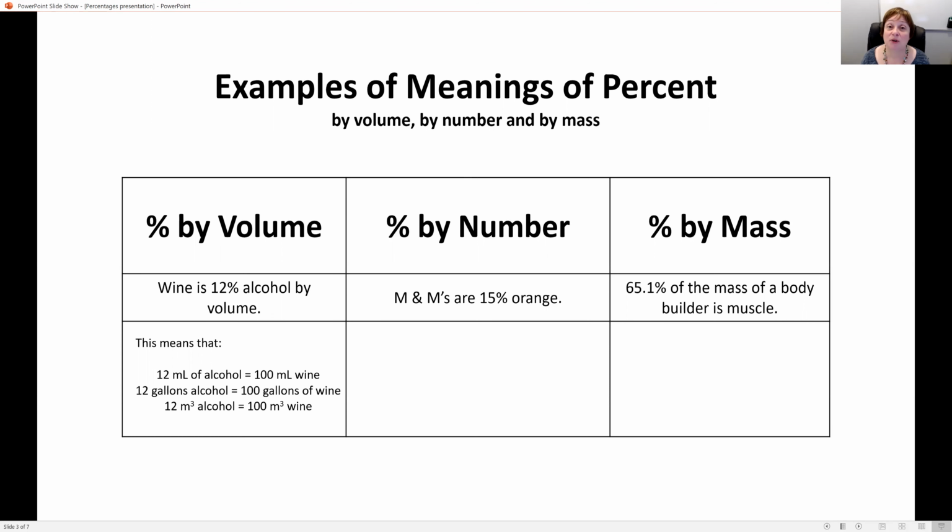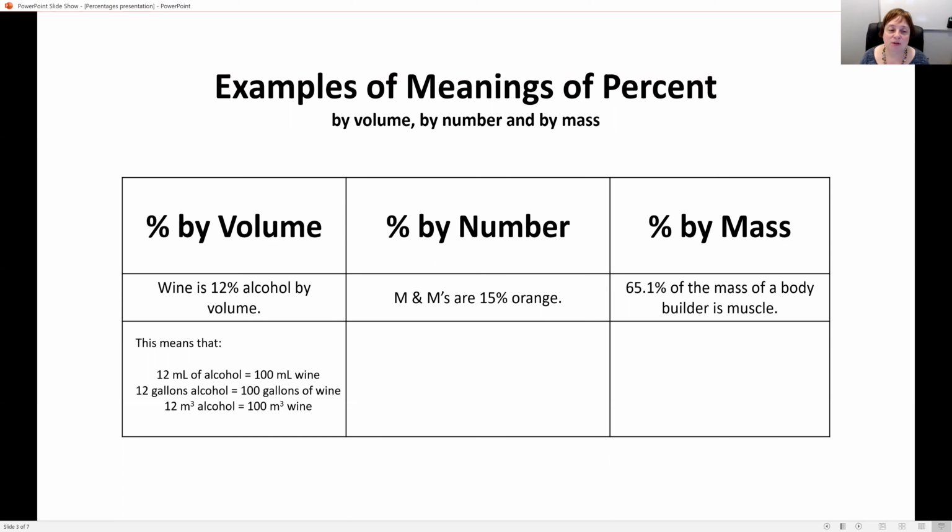And it doesn't matter what volume unit you use. You get to choose. So choose wisely, choose something that works in the problem that you have at hand. So for now, we'll just write down a few examples. So 12 milliliters of alcohol for 100 milliliters of wine, 12 gallons of alcohol for 100 gallons of wine, or if you wanted to do things in cubic meters, 12 cubic meters of alcohol for every 100 cubic meters of wine.